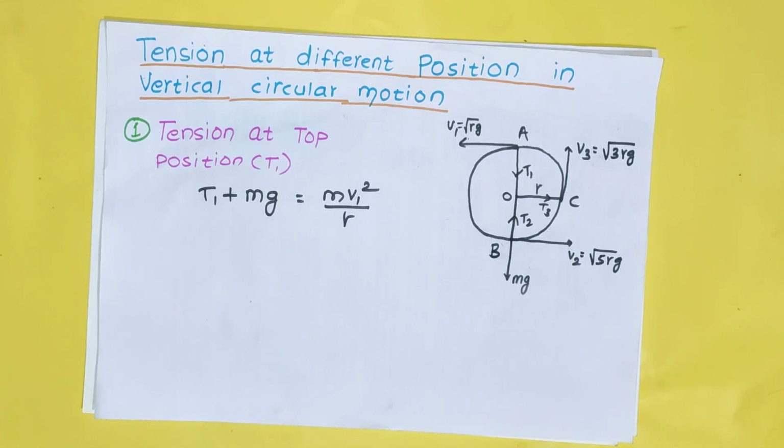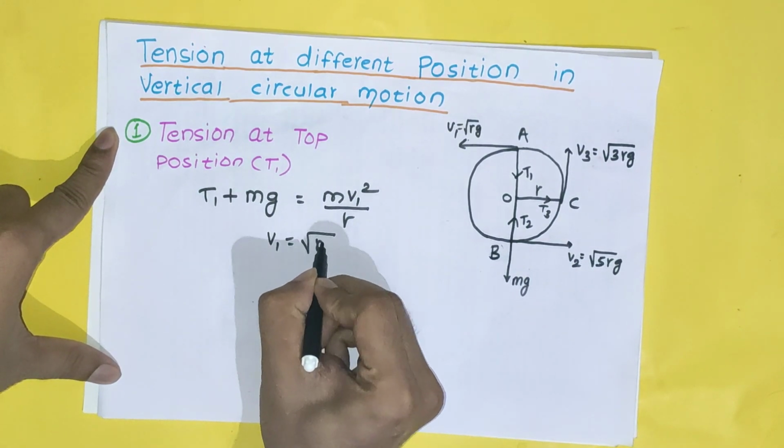Hello everyone. Today we will discuss tension at different positions in vertical circular motion. Here a particle is performing a vertical circle whose mass is m and radius is r. To find tension at the top position, we know that the centripetal force mv1 square by r is balanced by T1 plus mg. Now, to find the tension, we will put the value of v1, which is root Rg.